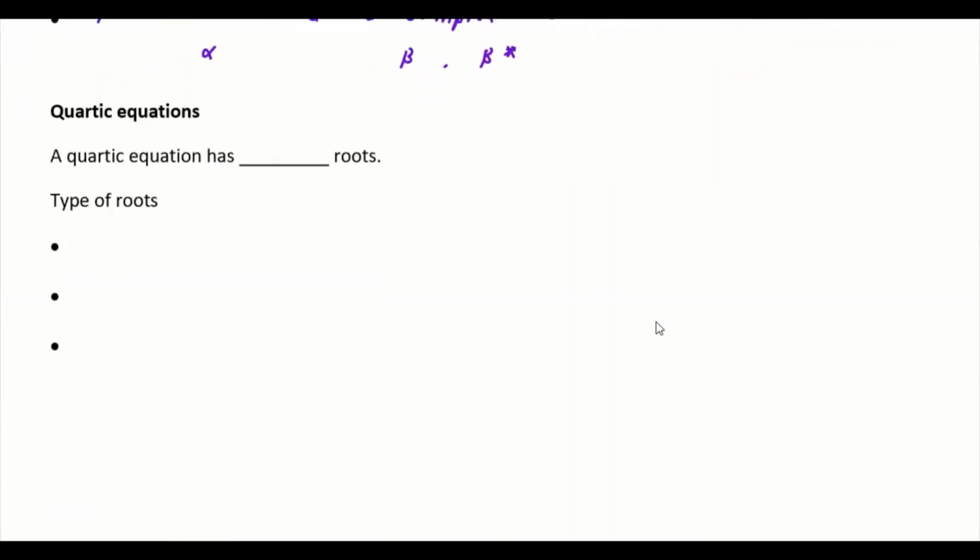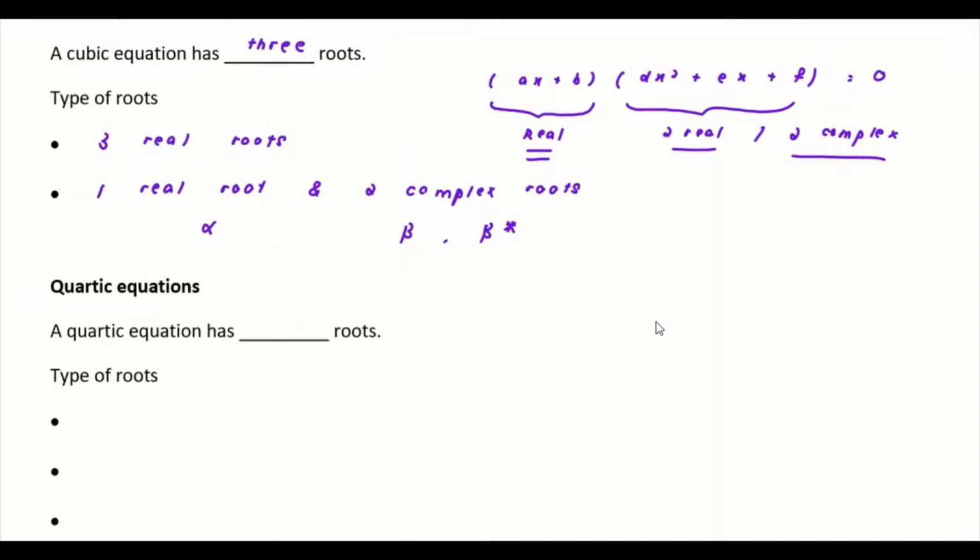Then the same thing, now we look at the quartic. A quartic is degree 4, which means you have ax to the power 4 plus bx to the power 3 plus cx squared plus dx plus e equals 0. A quartic equation will always have 4 roots as well.